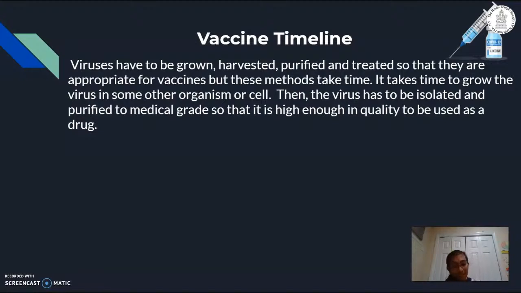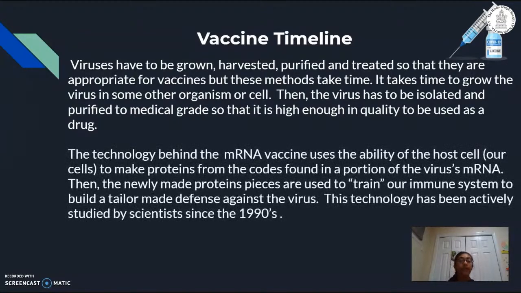Then the virus has to be isolated and purified to medical grade so that it is high enough in quality to be used as a drug. So, we use the mRNA vaccine in order to solve this. The technology behind the mRNA vaccine uses the ability of the host cell, our cells, to make proteins from the codes found in a portion of the virus's mRNA. Then, the newly made protein pieces are used to train our immune system to build a tailor-made defense against the virus. This technology has been actively studied by scientists since the 1990s.